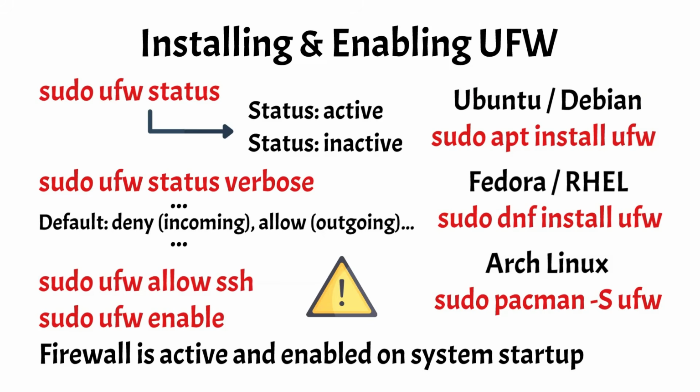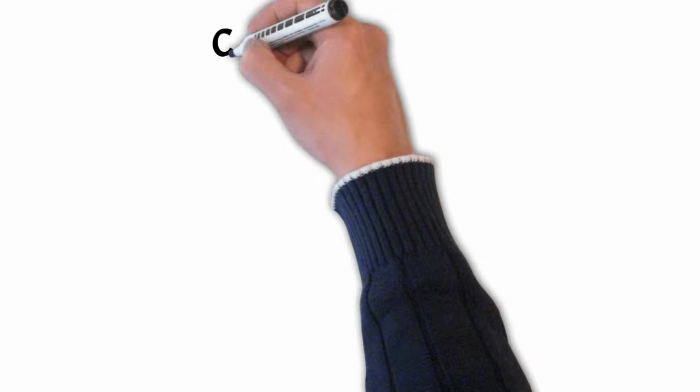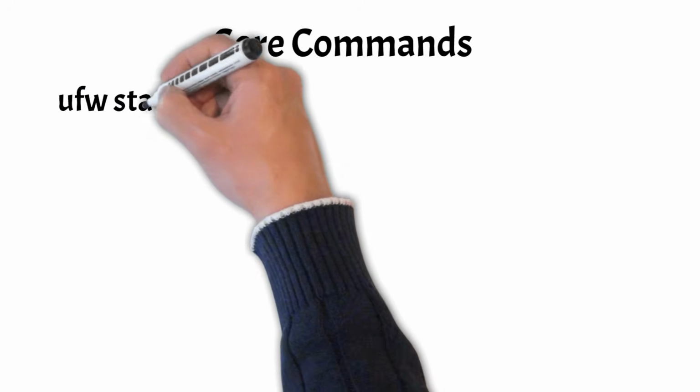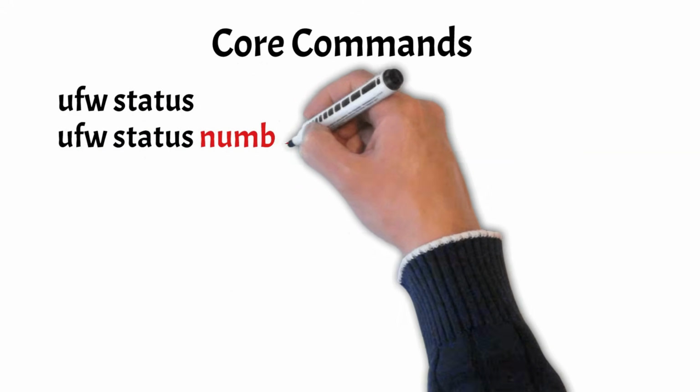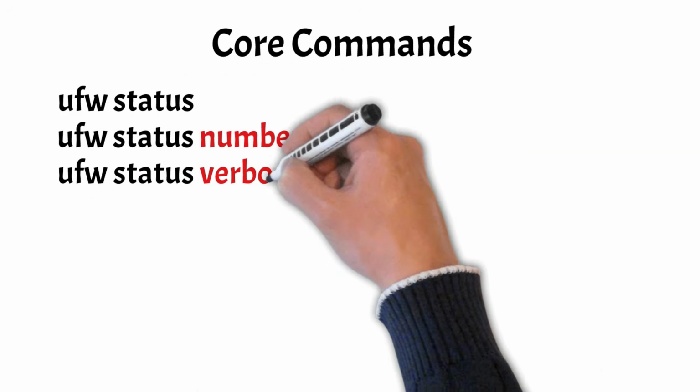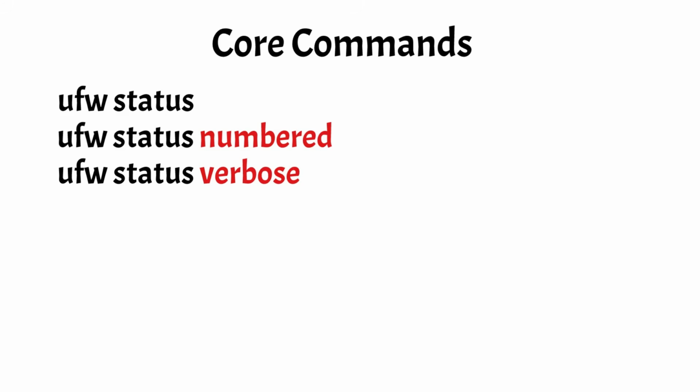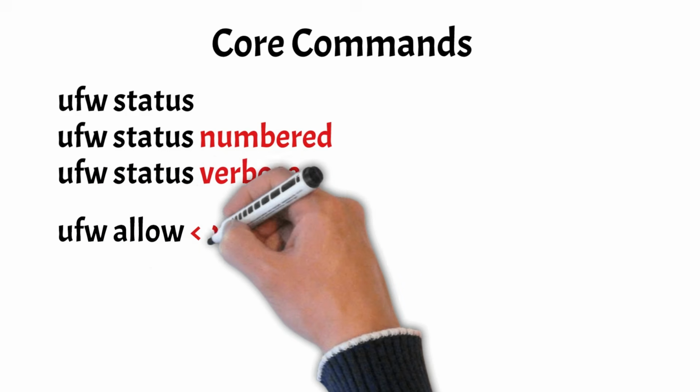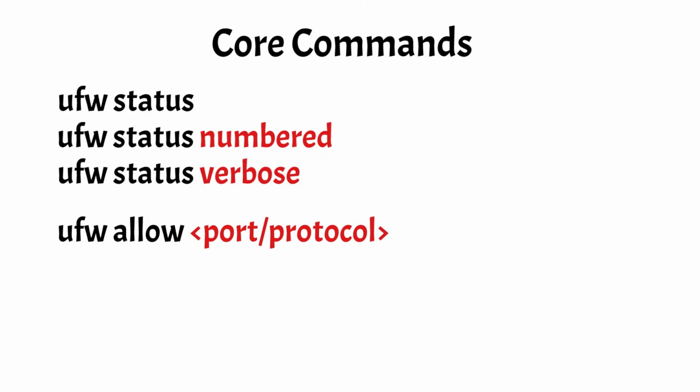Now let's go through the core commands you'll be using most of the time. A good habit is to start with ufw status, which shows whether the firewall is active and what rules are currently in place. You can also use the numbered or verbose versions for more detailed output, depending on your needs. To control traffic, UFW uses allow and deny commands. With allow, you can open access using a port, a service name, or a combination of port and protocol.